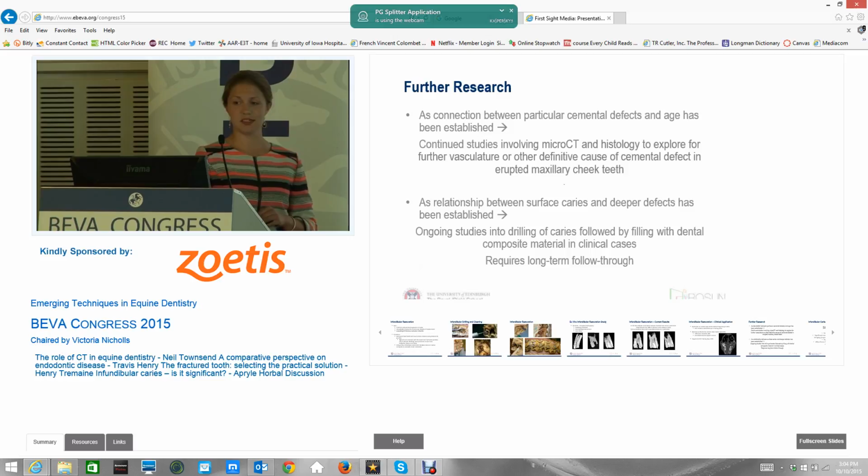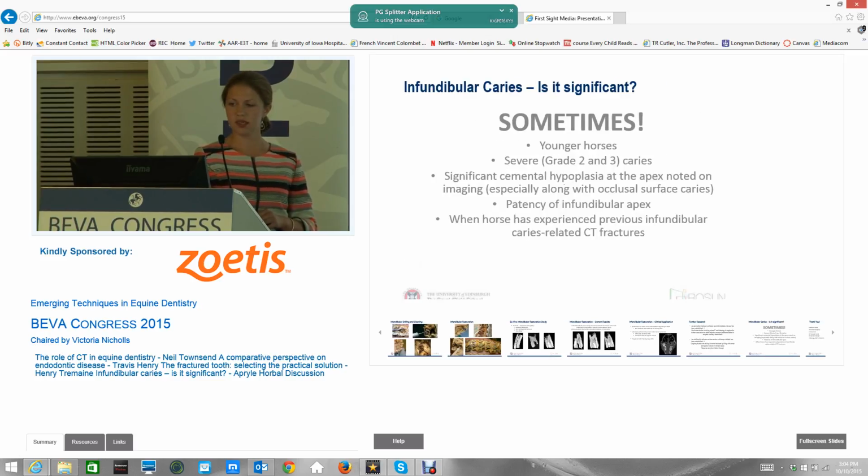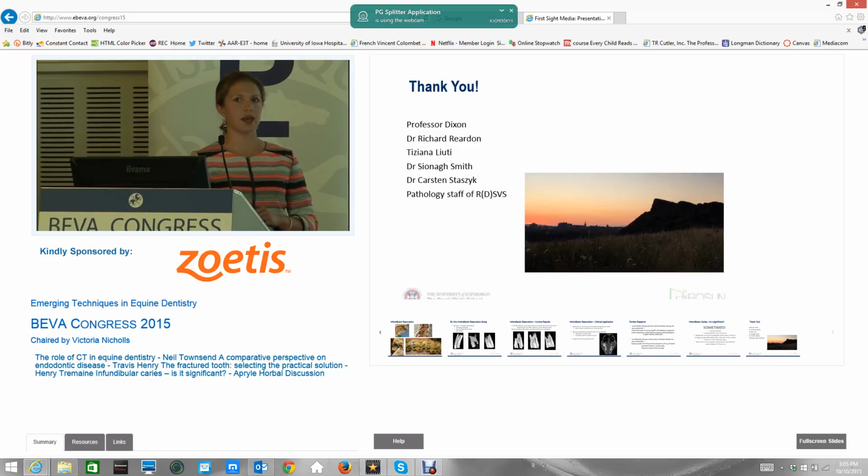And so the answer is it's sometimes significant. I think particularly in younger horses, if there's severe caries, of course, if there's significant cemental hypoplasia at the apex, noted on imaging, if the infundibular apex is patent, as we've seen with that direct infection, and also when the horse has experienced previous infundibular caries-related cheek tooth fractures, we need to be particularly cognizant of their remaining teeth. Thank you all very much for your time.